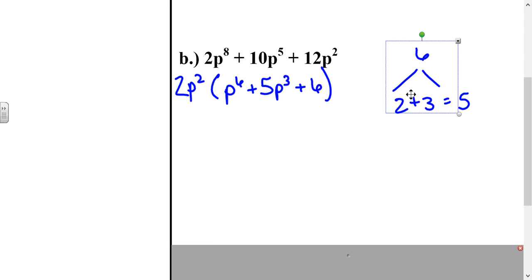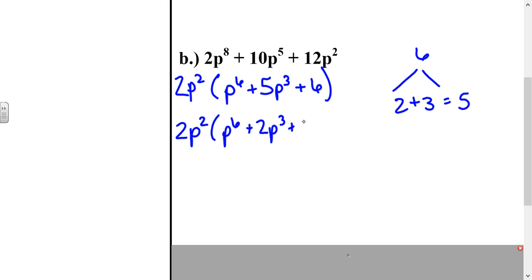Now, when I write my factors, this is what's kind of confusing. You can do the AC method with this if this confuses you. So you can leave the p to the 6th there, and you can replace the 5p to the 3rd with 2p to the 3rd plus 3p to the 3rd plus 6. So all I did was break this down. Okay, and then you can factor by grouping.